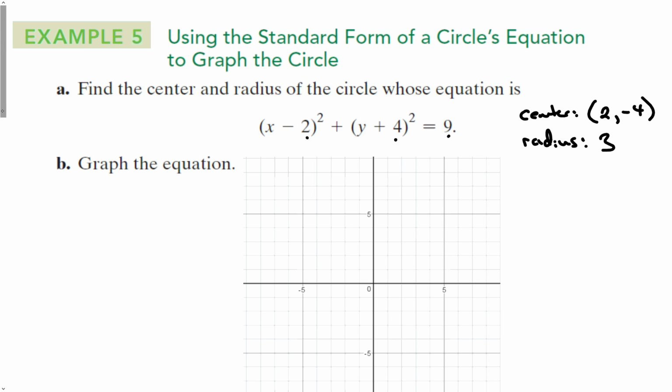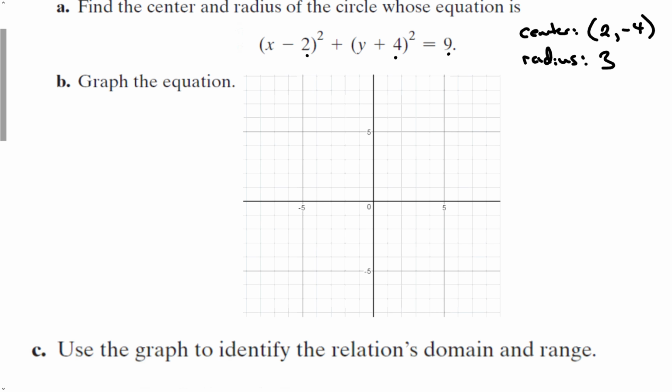So if I wanted to start to graph this, I would start at the center, (2, −4), and I would go up 3, right 3, down 3, left 3, and use my shape tool to make a nice circle. Oh, that one wasn't so good. Slide it over a little bit. And there we go.